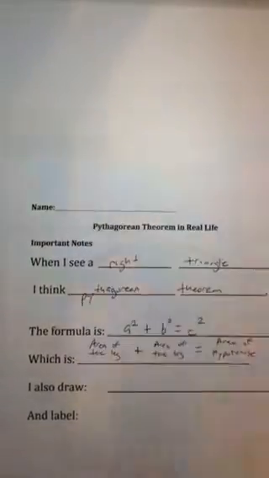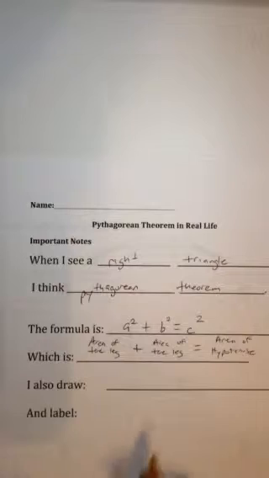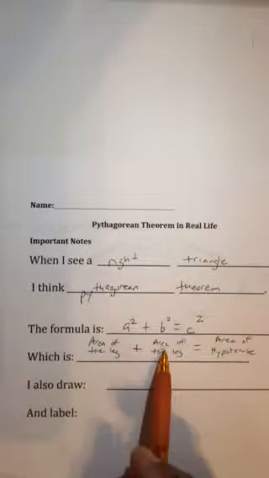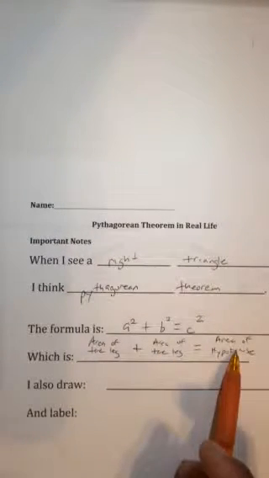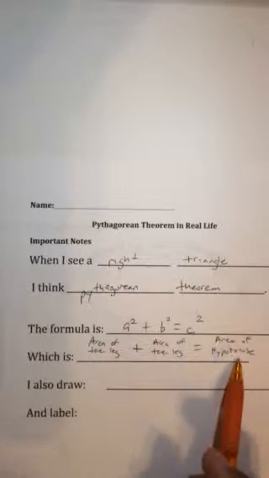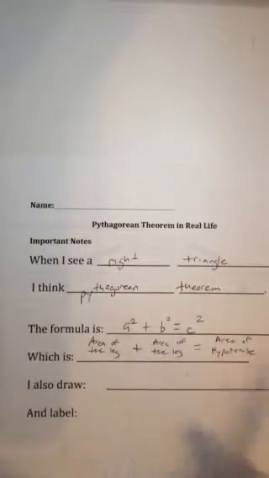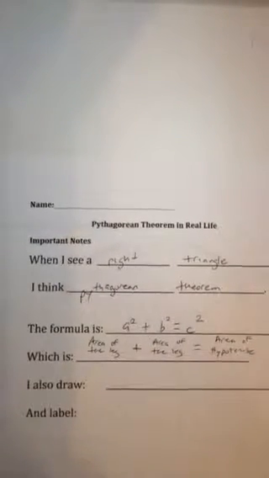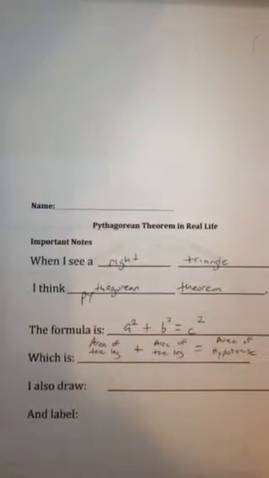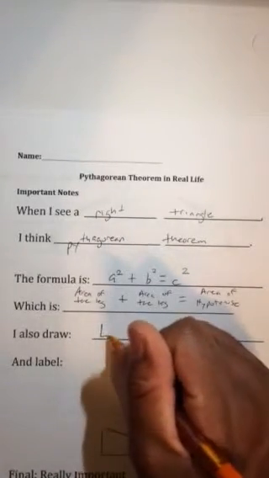And one of the things I also want you guys to remember, the hypotenuse is always going to be the biggest side. So remember we said the area of the leg plus the area of the leg equals the area of the hypotenuse. We're not saying that the leg plus the leg equals the hypotenuse. It's the area of the leg plus the area of the leg equals the area of the hypotenuse. And as you guys work these out, you will understand it a little bit better.